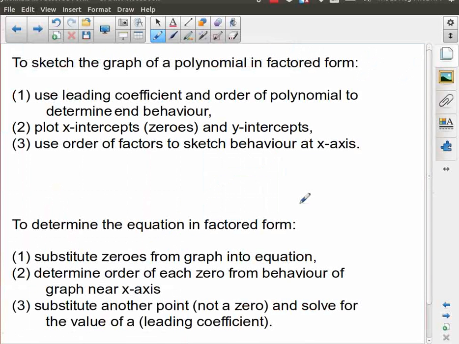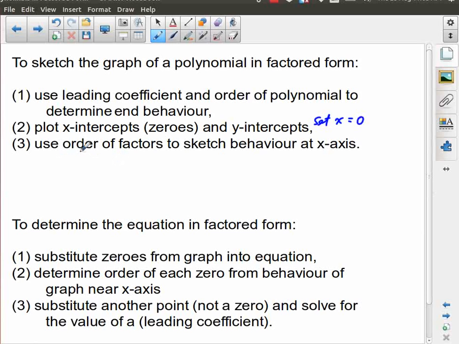So if we are sketching the graph of a polynomial, this is a bit of a recap of what I've just said. First thing we want to do is look at the leading coefficient, figure out whether or not there's been a vertical reflection. And then we look at the order of the polynomial, because we know that even and odd ordered polynomials have different behaviors. So that's going to tell us our end behavior. From our factored form, we're going to be able to get our x-intercepts, or our zeros. And don't forget, finding your y-intercept is simple. All you're going to do is set x equal to 0, and you'll find out what your y-intercept is. That's an easy one to do straight from the equation, whether it's factored form or expanded form.